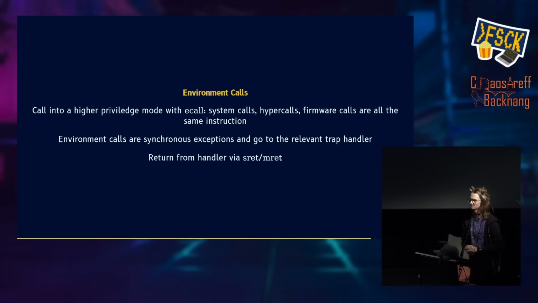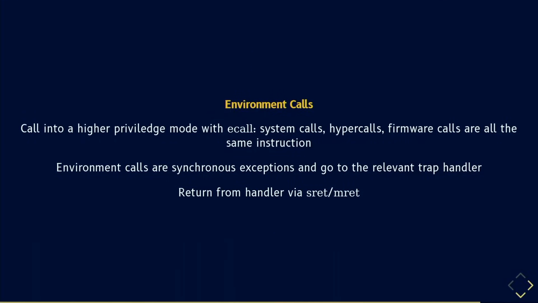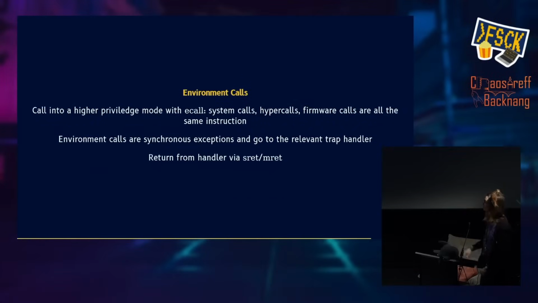So again, keeping on the topic of traps, the way that you do various calls to the underlying higher privilege mode is through environment calls. It's an ecall instruction. It works the same on all privilege levels. So an ecall from U mode to S mode is a system call. An ecall from VS mode to HS mode, so from a virtualized kernel to a hypervisor kernel, is of course a hypercall, and an ecall from S mode to M mode is a firmware call, and this is a supervisor binary interface call, whatever you want to call it.